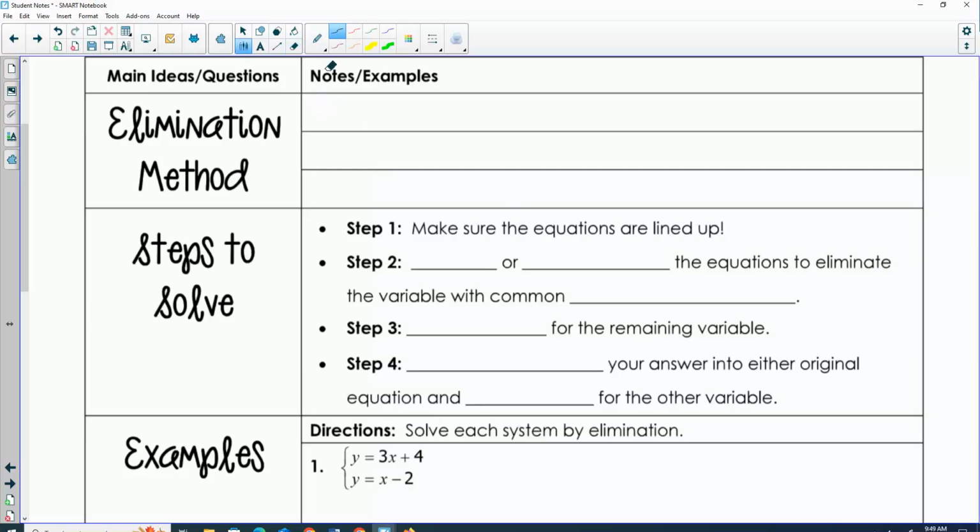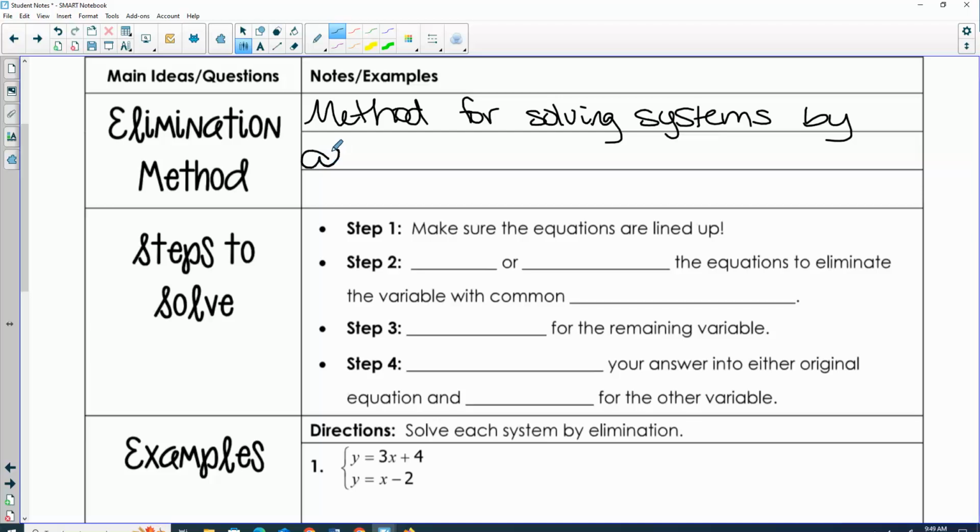The elimination method is a method for solving systems by adding to eliminate a variable.